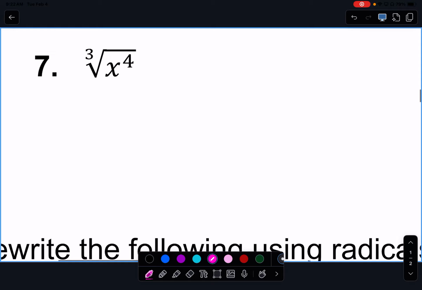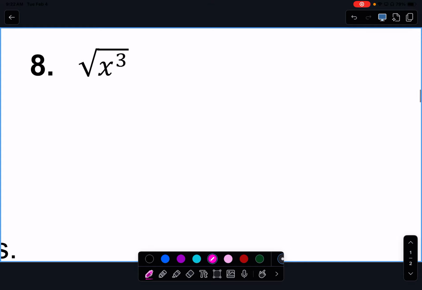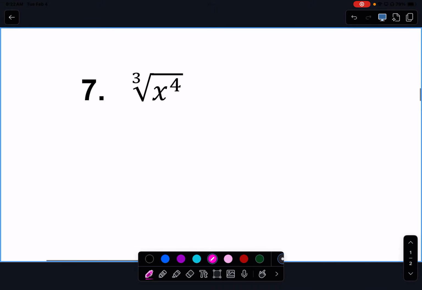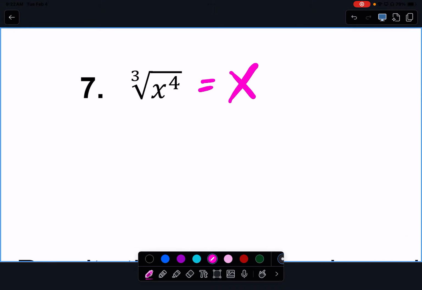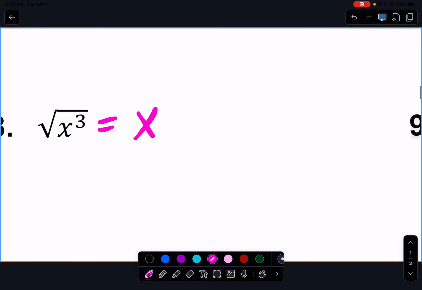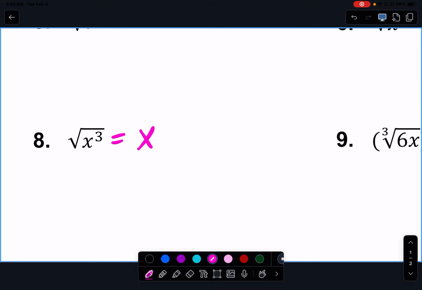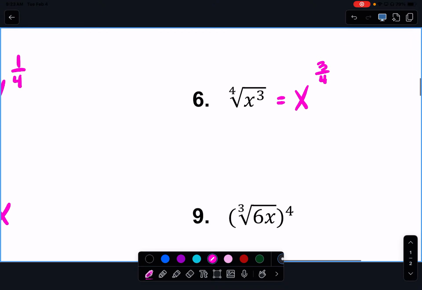Number 7. What do we get for number 7? X to the 4/3. Number 8? I thought it was 3/4. All right, so it is 4 over 3 because our root is 3, so our root goes at the bottom and our leaves go at the top. Stacy, if you would stop talking. Was it 3/4? Yes. I was just switching them.